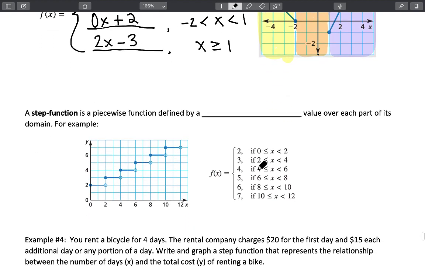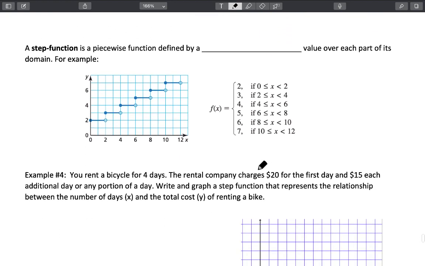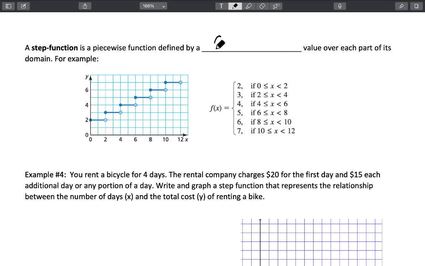All right, for our final part of today's notes here, we have a step function. A step function is just a piecewise function and it's defined by a constant value over each part of its different domain. So you can see why it's called a step function. It definitely looks like steps.